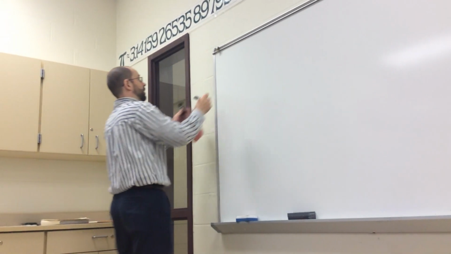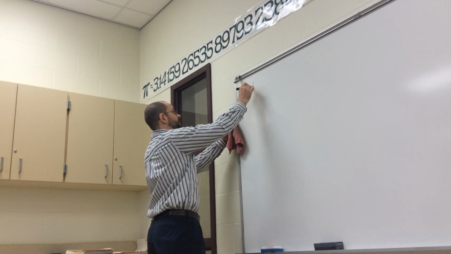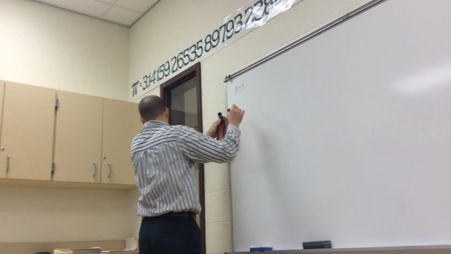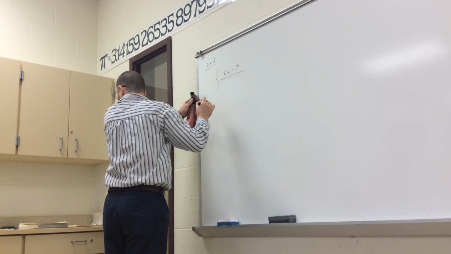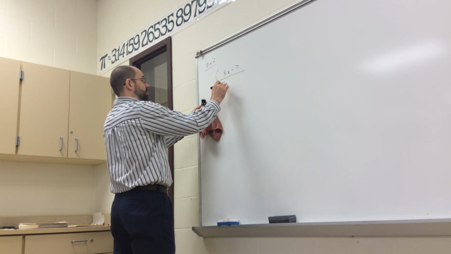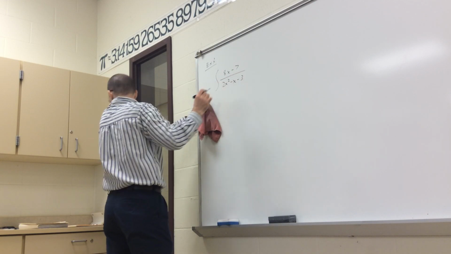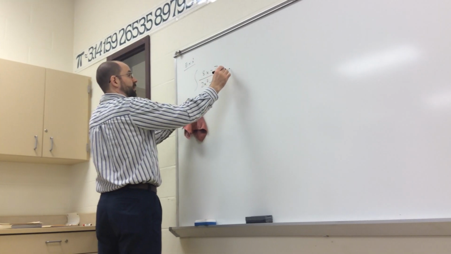All right, so now we're on to example 3. And this time we're going to integrate 8x minus 7 over 2x squared minus x minus 3 dx.